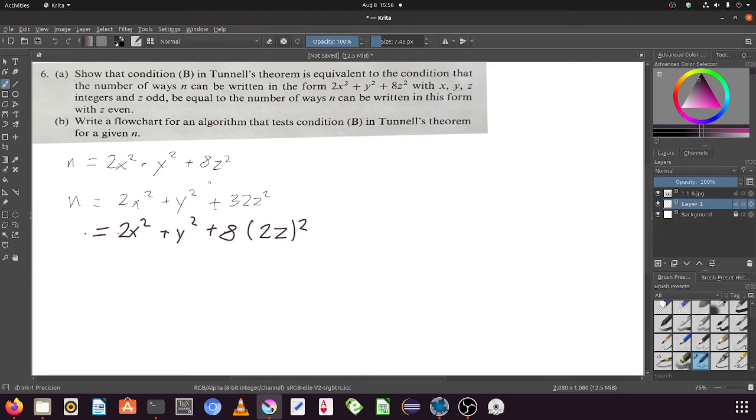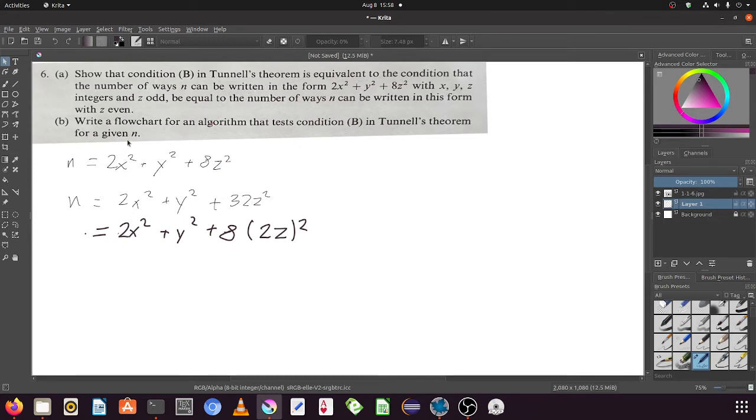So if we have a solution to this equation, then we get a solution with even z to this equation. Now you can clearly see. So if you have a solution to this equation, we get an even solution to this equation. And if we have an even solution to this equation, then we can just put 2z in here, and then we get a solution to this. So I believe that A is clear.